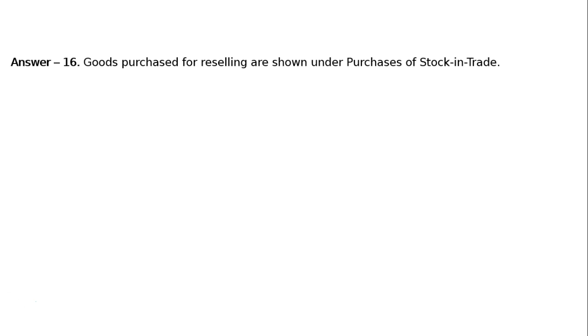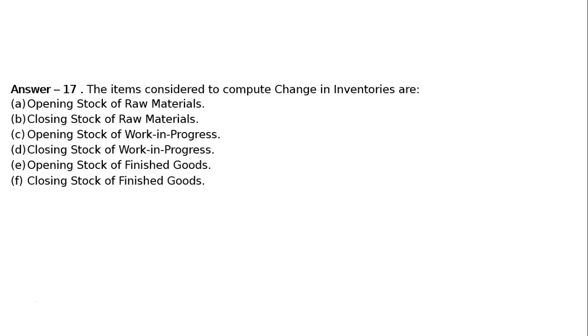17. What are the items that are considered to compute change in inventories? The items considered to compute change in inventories are: A, opening stock of raw materials; B, closing stock of raw materials; C, opening stock of work in progress; D, closing stock of work in progress; E, opening stock of finished goods; F, closing stock of finished goods.